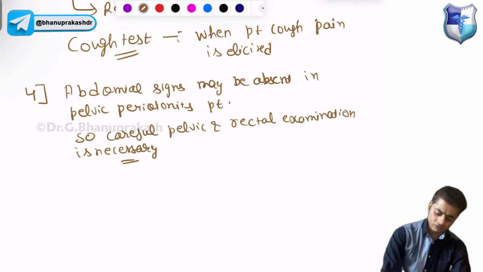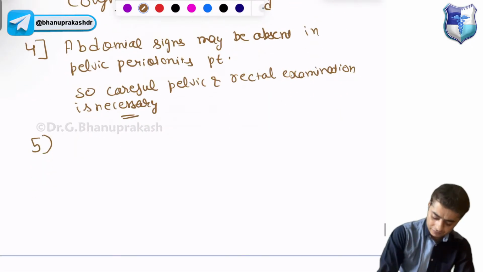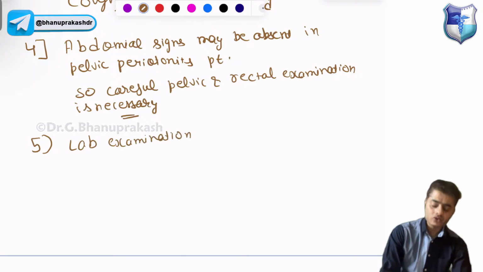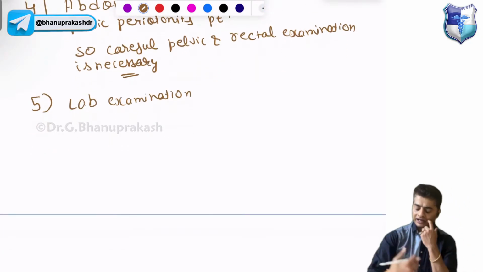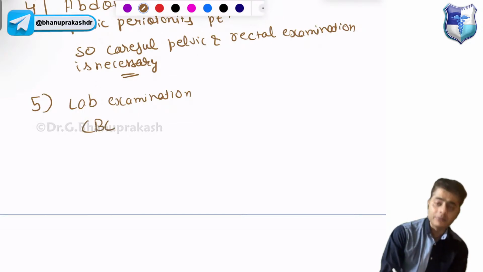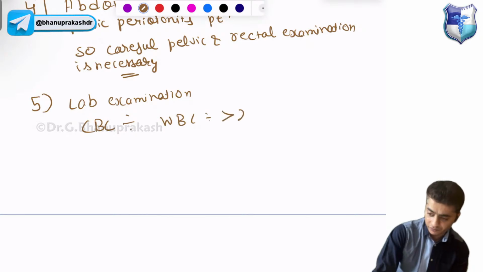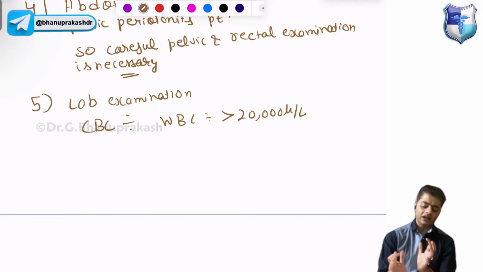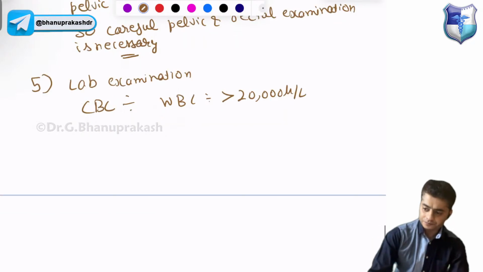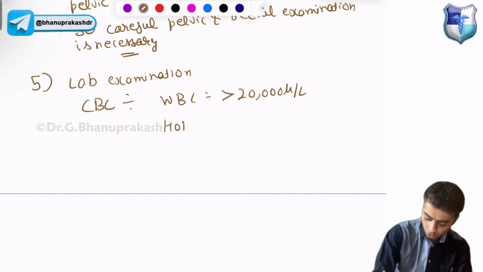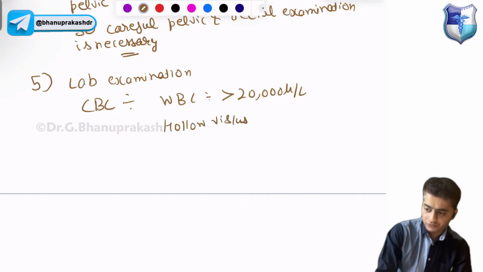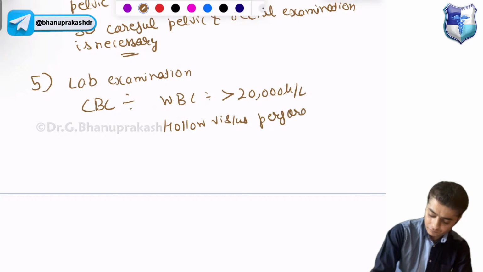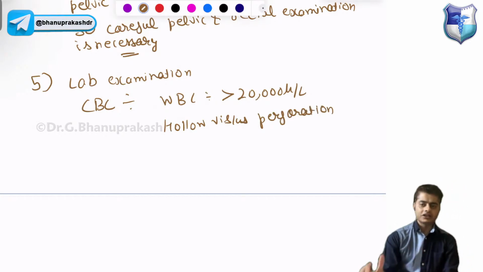Now, last but one more important is your lab examination. What we have found is that when we are doing a lab examination, especially your CBC, when we are seeing the WBC and the WBC is above 20,000 per microliter, we suspect that the patient may be having a hollow viscus perforation, and we require urgent surgery.